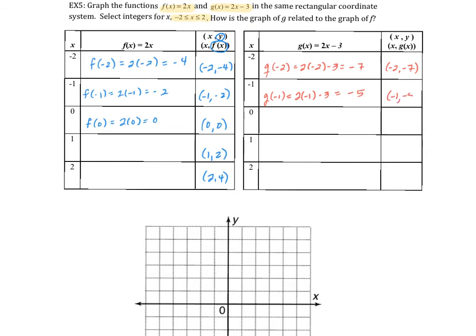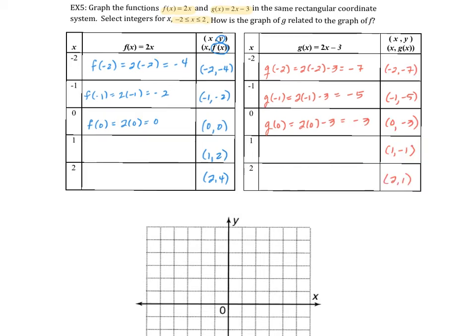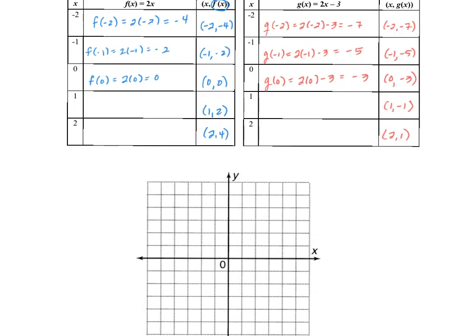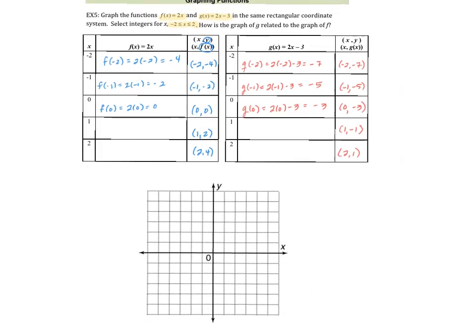And I have -1, -5. G of 0 is equal to 2 times 0 minus 3, which is -3. 0, -3 would be that point. Again, keep going, and I have 1, -1, 2, 1. So we'll go ahead and graph these two equations on their coordinate system.